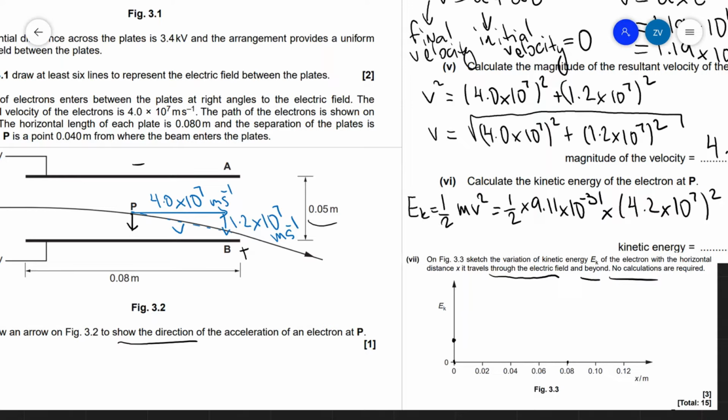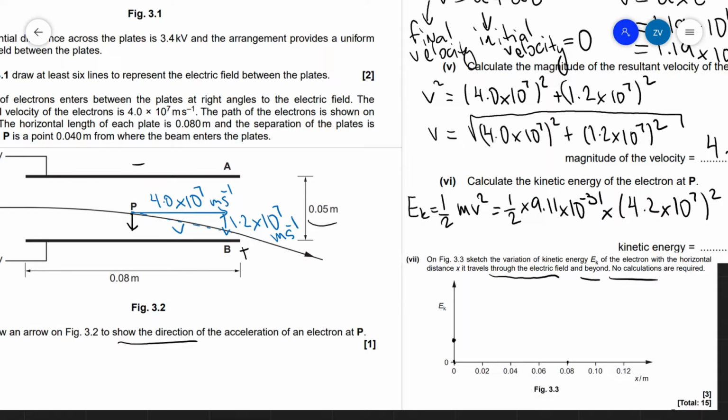You can see that I've underlined some of the key terms over here. So through the electric field, what's going to be happening to the kinetic energy? What's going to be happening to the kinetic energy, if anything, beyond? And we shouldn't be doing any calculations. Unfortunately, even though we really like doing calculations, just this time, let's try and do that without any calculations.